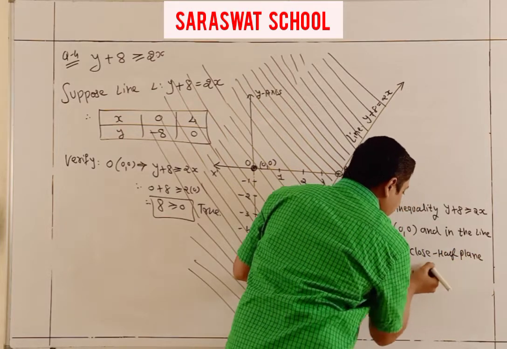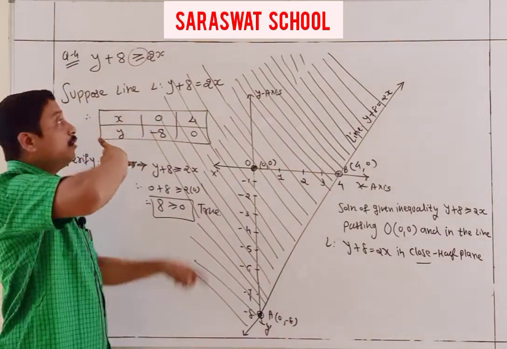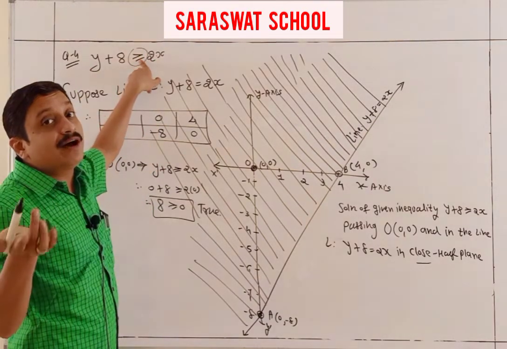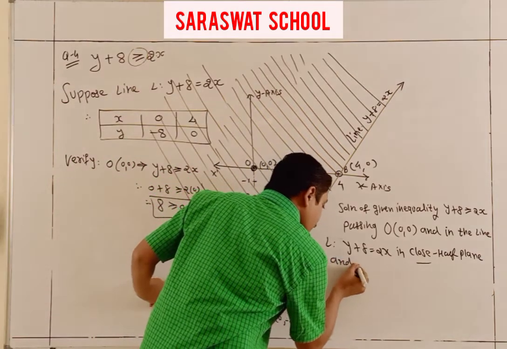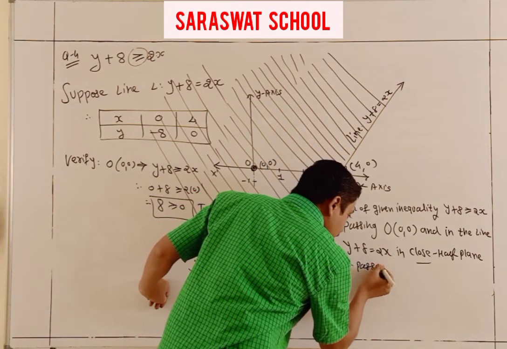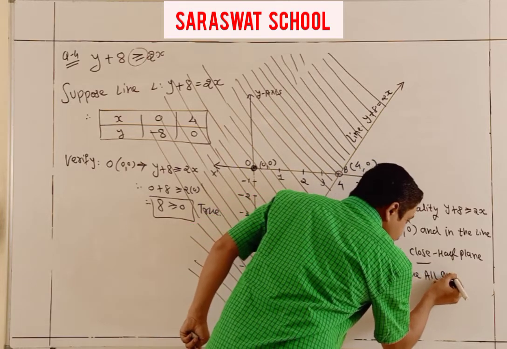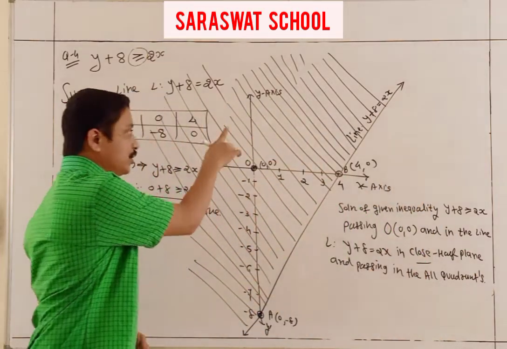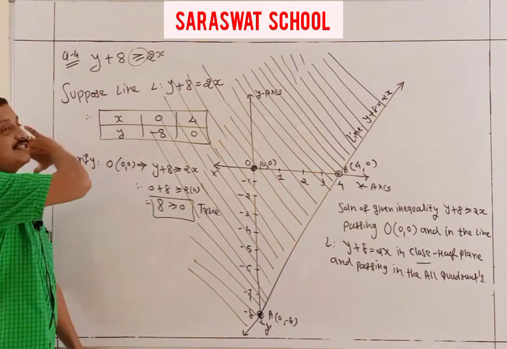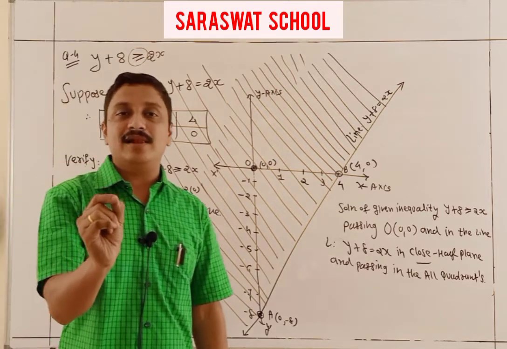Why is this one closed? Because here "or equal to" is given. If only "greater than" were written, it would be an open half plane. Yes, closed half plane, and passing through all the quadrants. And here, students, with all the quadrants, I just finished this sum. It's very easy. I think, students, you understand this type of question very well.